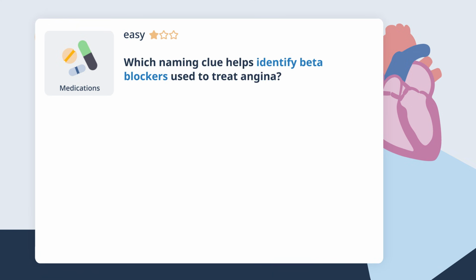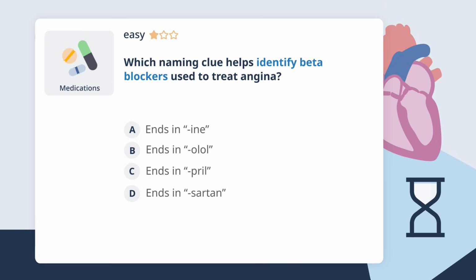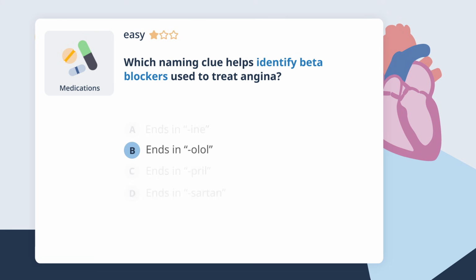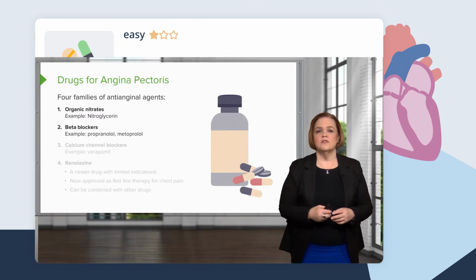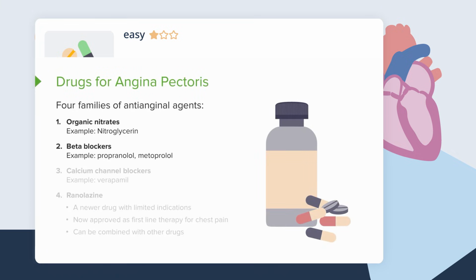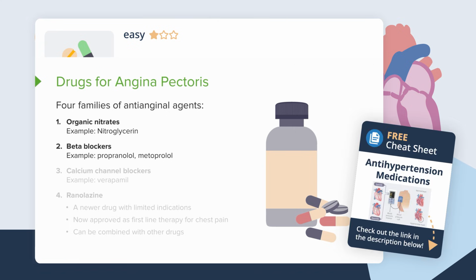Which naming clue helps identify beta blockers used to treat angina? The second of the four families are beta blockers, like propranolol, metoprolol. Those both end in olol. Remember, that's a clue when you're studying medications. The generic name of beta blockers have that olol response.